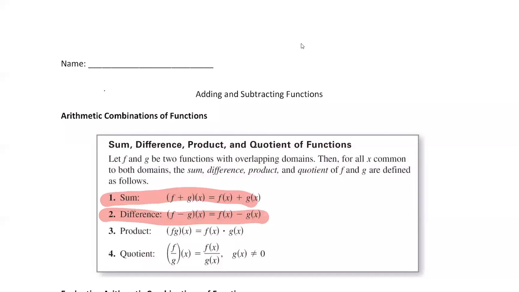So one thing just to note is f plus g of x is the same thing as f of x plus g of x. So these really are the same thing, or if you have f minus g of x equals f of x minus g of x. So there's two ways to write these when you see a problem. So if you see something that looks like this, or you see something that looks like this, they're really the same thing. So just pay attention, but basically you'll be adding the functions together or subtracting the functions.